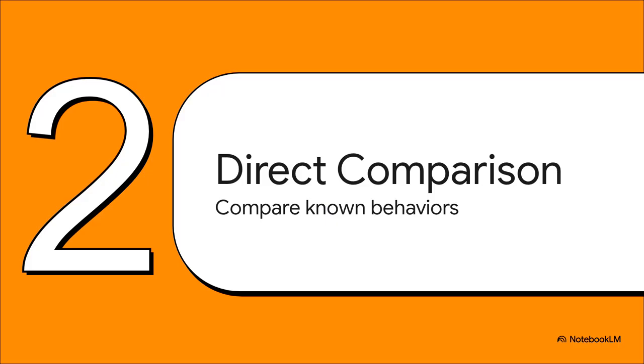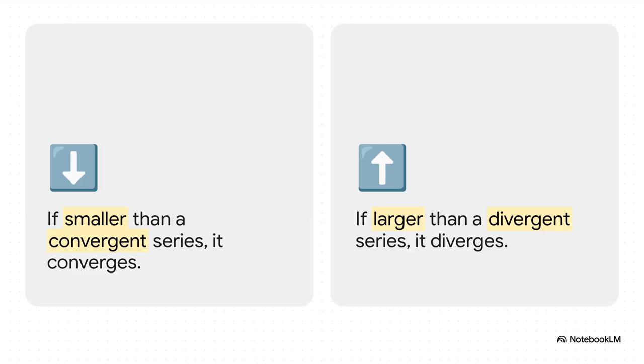Which brings us to tool number 2. The direct comparison test, comparing directly with known behaviors. Okay, so you're going to want to pull this tool out when evaluating an improper integral is either completely unnecessary or just way too complex to even bother with. Instead of integrating, we just compare our mystery series directly to another series whose behavior we already know, like, say, that p-series we literally just talked about. There are 2 successful scenarios here. First, if your series is strictly smaller than a known convergent series, it's trapped, right? So it must also converge. On the flip side, if your series is strictly larger than a known divergent series, it's being pushed straight to infinity, so it also diverges.